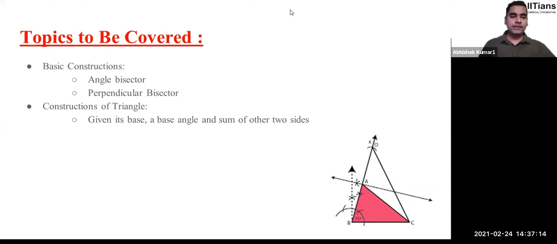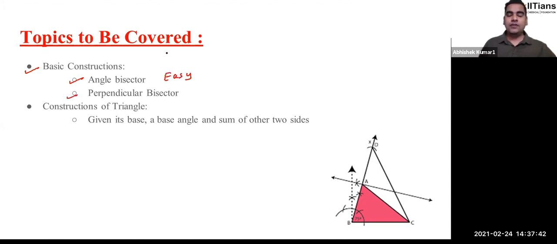These are the topics that we are going to cover in today's session. First is the basic construction. We use this construction in all the cases that we will be covering in this lecture and the next lecture of this chapter. The first one is how we can draw the bisector of any angle. We are going to learn angle bisector, which I would rate as an easy topic.